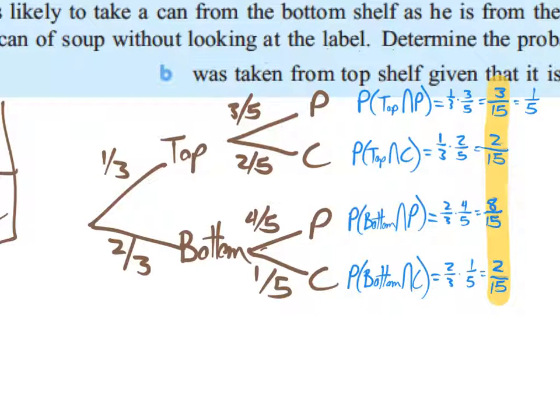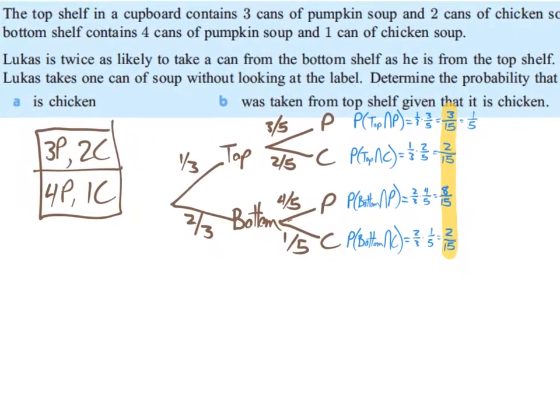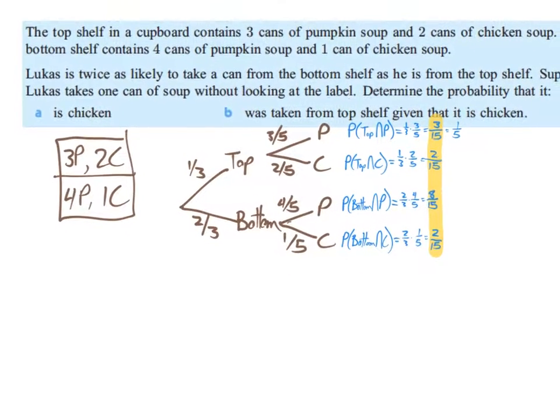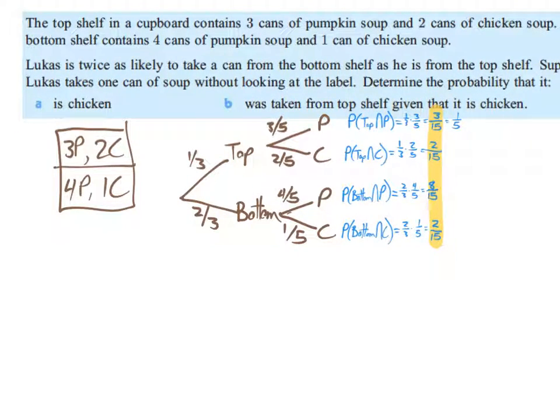Does everyone understand how we got this tree diagram? Once you have this, the rest is pretty easy. Let's zoom out a little bit and address the actual questions. What's the probability that it's chicken? 4/15. If we're finding the probability that the can is chicken, we have to look at the different ways we could get chicken. We could get chicken from the top shelf, or from the bottom shelf. So we're adding 2/15 plus 2/15, and we get 4/15. That's the probability that we get chicken.